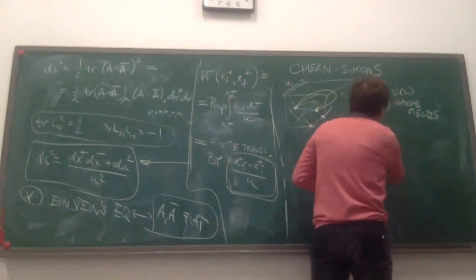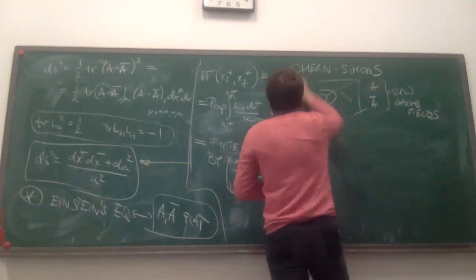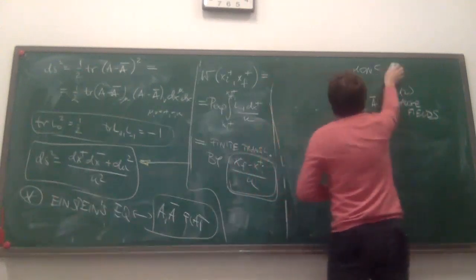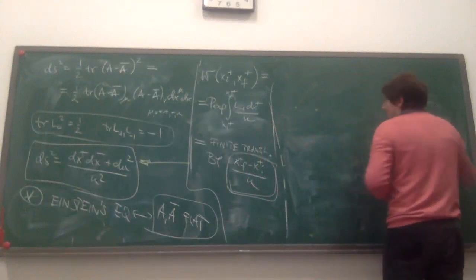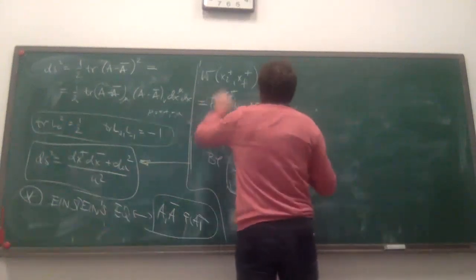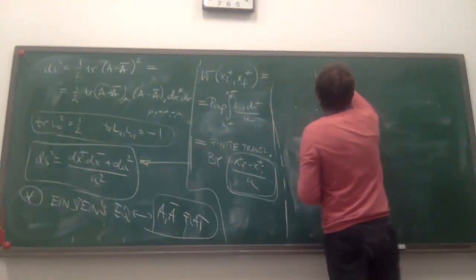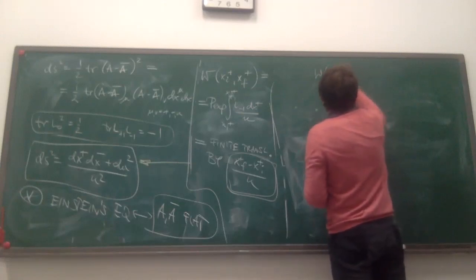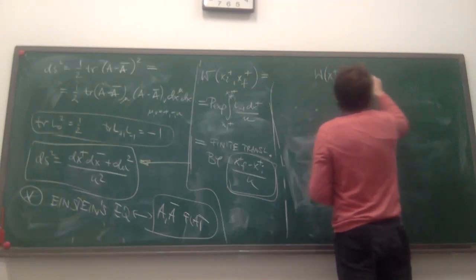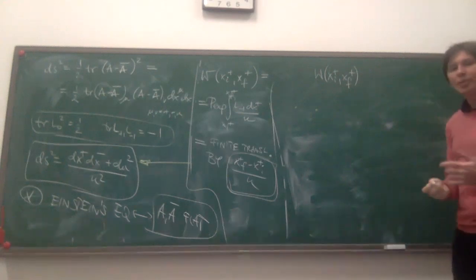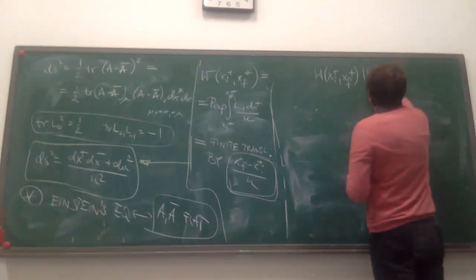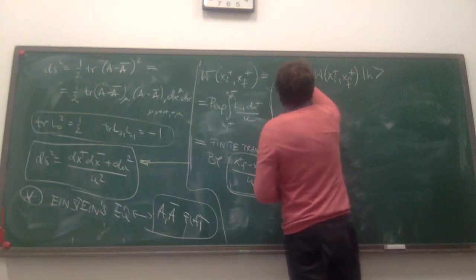So the key thing that we want to do next is to somehow take expectation values of this Wilson line. So I'm going to write again the Wilson line from xi to xf. This is an operator, and now what we need to do is to take expectation values of it.